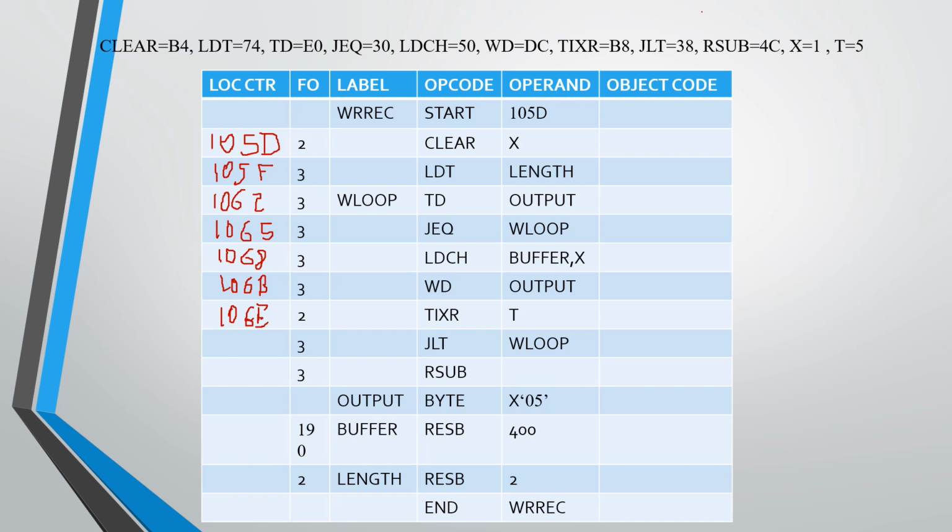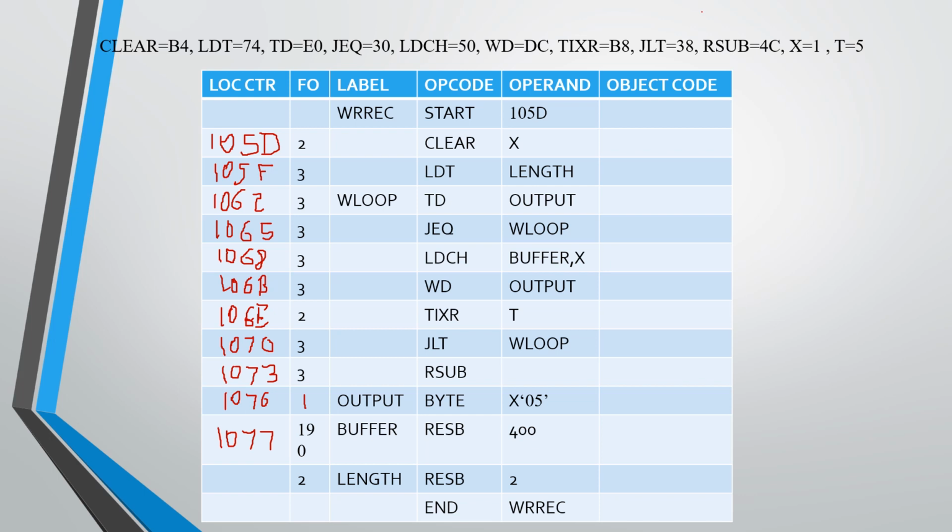Now we'll add 2 for 106E. We'll get 1070, and we'll add 3: 1073, and here 1076. As this is a byte, we'll take it as 1 and we'll add 1: 1077.